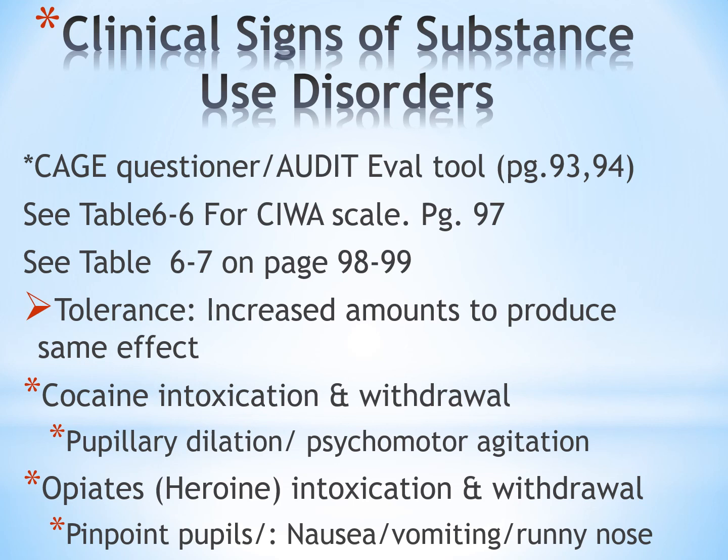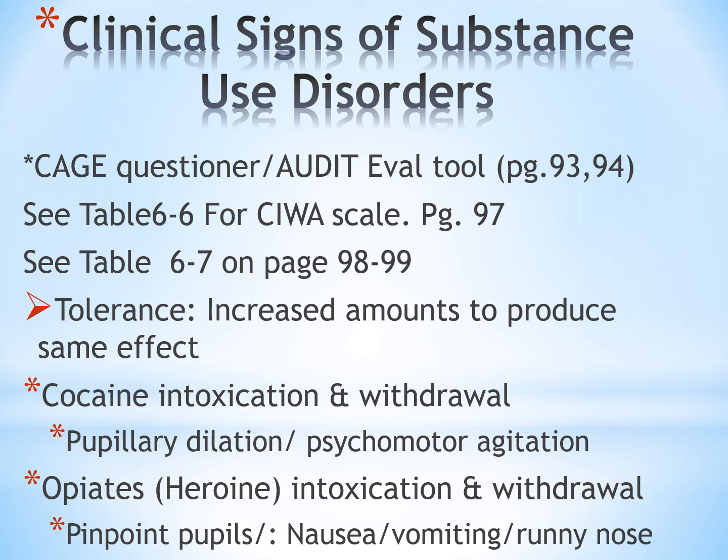Now, going back to the CAGE, since I didn't identify it, let me just identify it for you. Each of those letters stands for something. So the C is for cut down, the A is for annoyed, the G is for feeling guilty, and E is for eye-opener. So you may ask a patient, do you feel guilty after drinking? Or is anyone annoyed at your drinking? Or do you feel you need to cut down on your drinking? And do you need an eye opener, or a drink in the morning, to get your eyes open? So that's what the CAGE questionnaire is. Now, after a while, patients develop tolerance, which means they need to drink more in order to get the feeling that they once had, right?